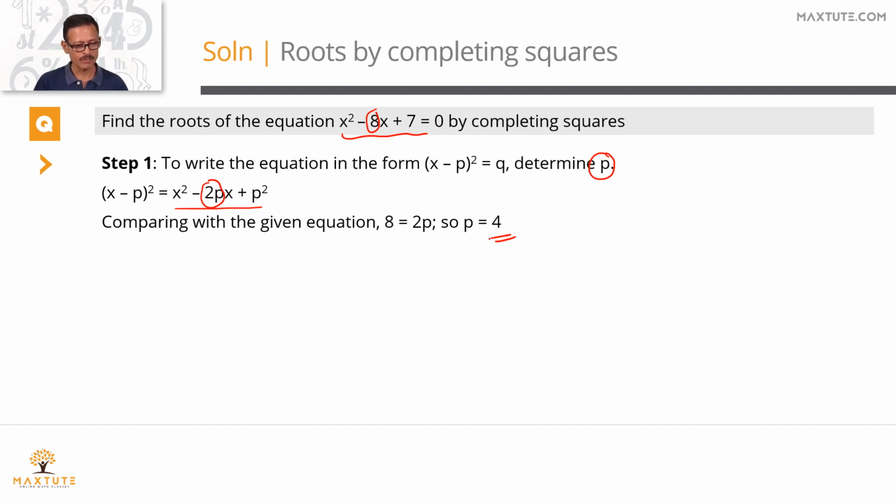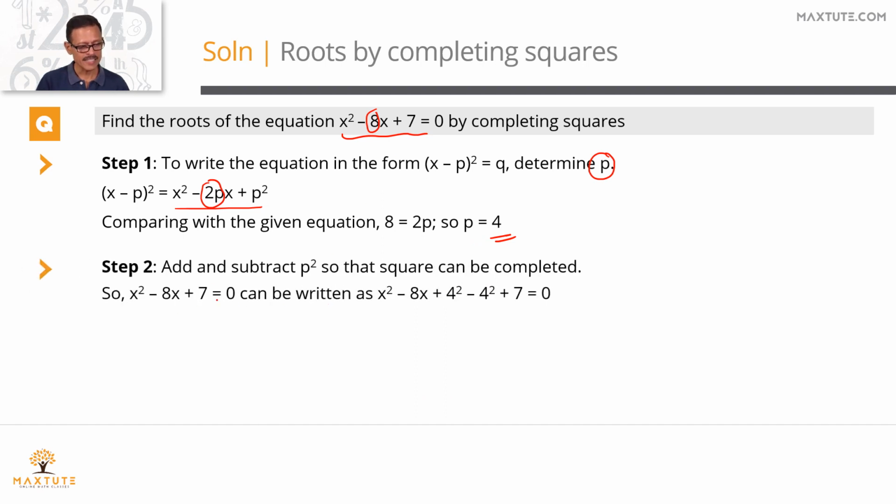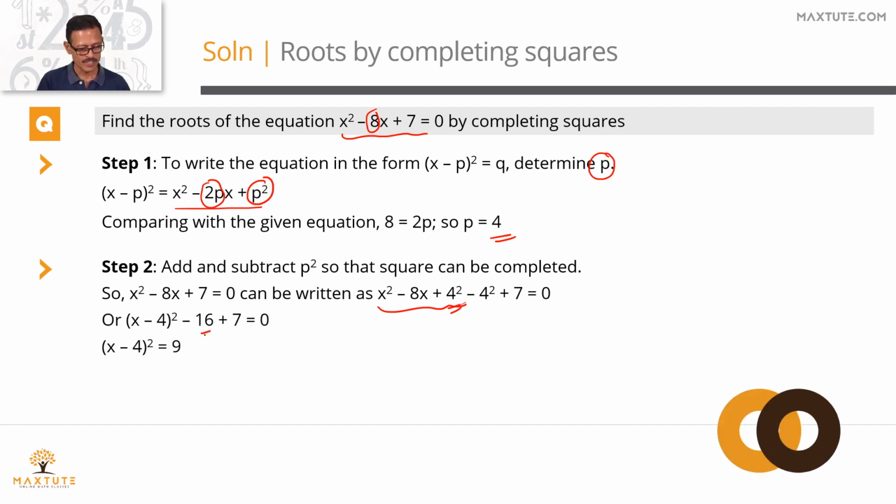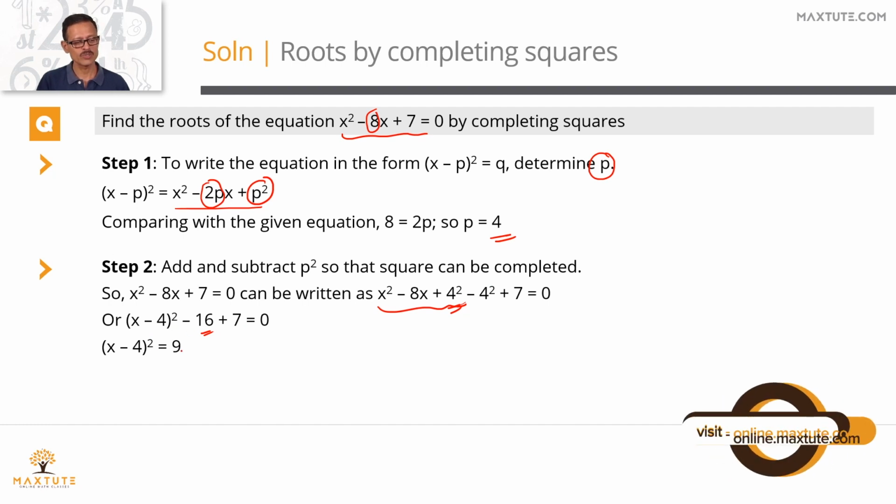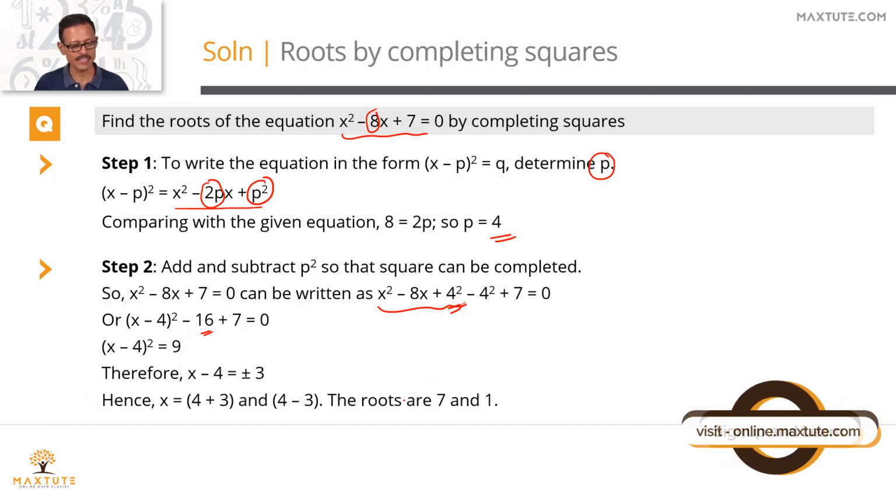Now, we know that the value of p is equal to 4. So we're going to write this x square minus 8x plus 7 as x square minus 8x plus this p square, because x square minus 2px plus p square is what is going to complete it as x minus p the whole square. So we've added a 4 square to it. Let's subtract a 4 square. So nothing is lost. X square minus 8x plus 7 with a 16 added, 16 subtracted is still going to be the same. But this part is going to be x minus 4 the whole square. 4 square is the 16 plus 7. So x minus 4 the whole square equals 9. X minus 4 is equal to plus or minus 3. X is equal to 7 or 1.